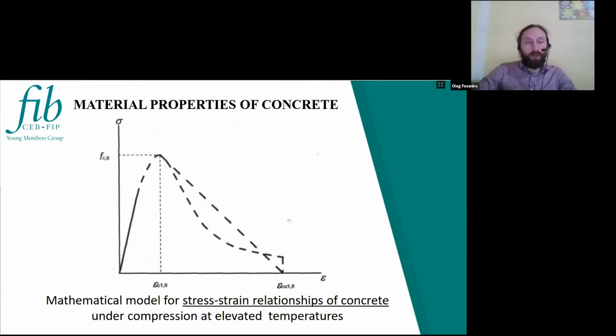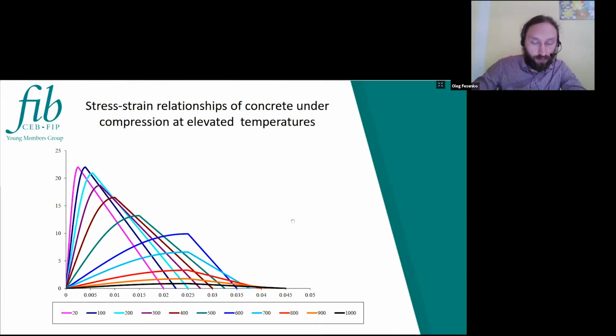Another part of structural fire design is material properties of concrete and reinforcing steel. Let's talk about the properties of concrete. It can be described by this curve, and also the values of material properties shall be treated as characteristic values. The strength and deformation properties of uniaxially stressed concrete at elevated temperature shall be obtained from the stress-strain relationships as presented in this figure and the next one. Curves for different temperatures from 20 to 1000 degrees.